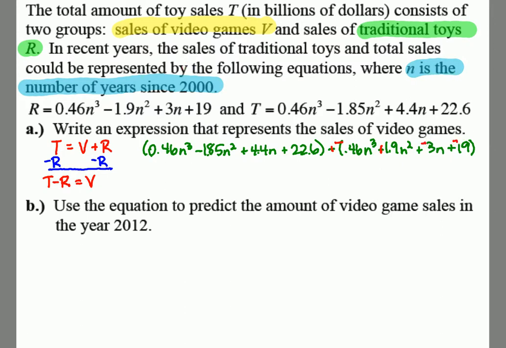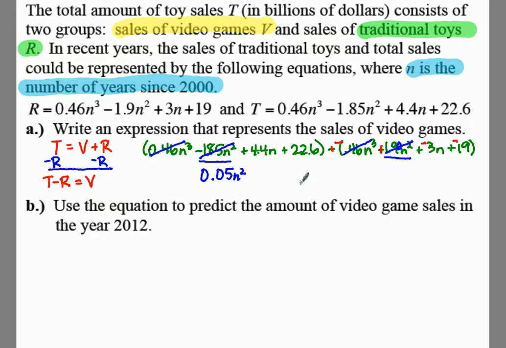And now we can go through and combine like terms. We have a 0.46 n to the third, and here we have a negative 0.46 n to the third. Those are just going to cancel each other out. Next we add together the negative 1.85 n squared and a 1.9 n squared. A negative 1.85 plus a 1.90 is going to give us 0.05 n squared. We are now done with those two terms, and I like to mark those out. You don't have to.